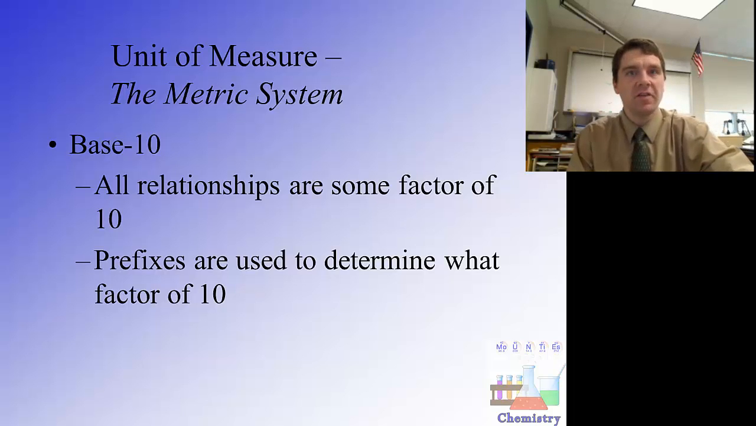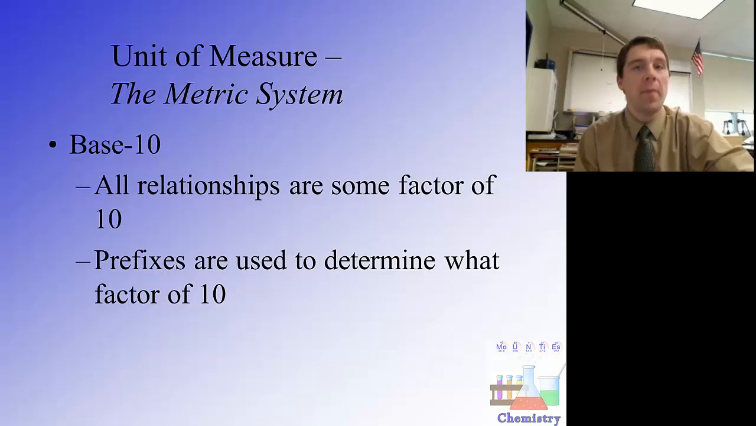As opposed to the English system where, say, take for instance volume. You have 8 fluid ounces to a cup, 2 cups to a pint, 2 pints to a quart, 4 quarts in a gallon. We have 12 inches in a foot, 3 feet in 1 yard, 5,280 feet in 1 mile. All of those conversions are different numbers. But with the metric system, it's all based on the number 10 and some factor of it.